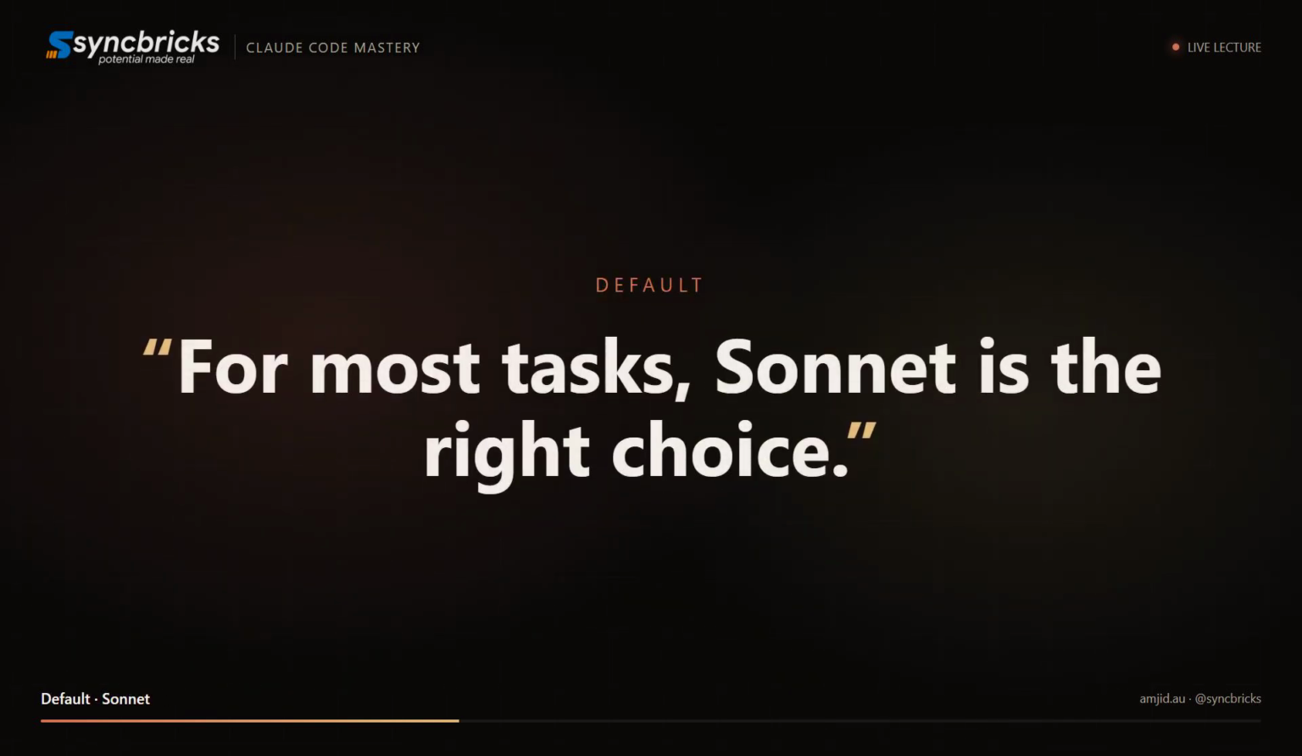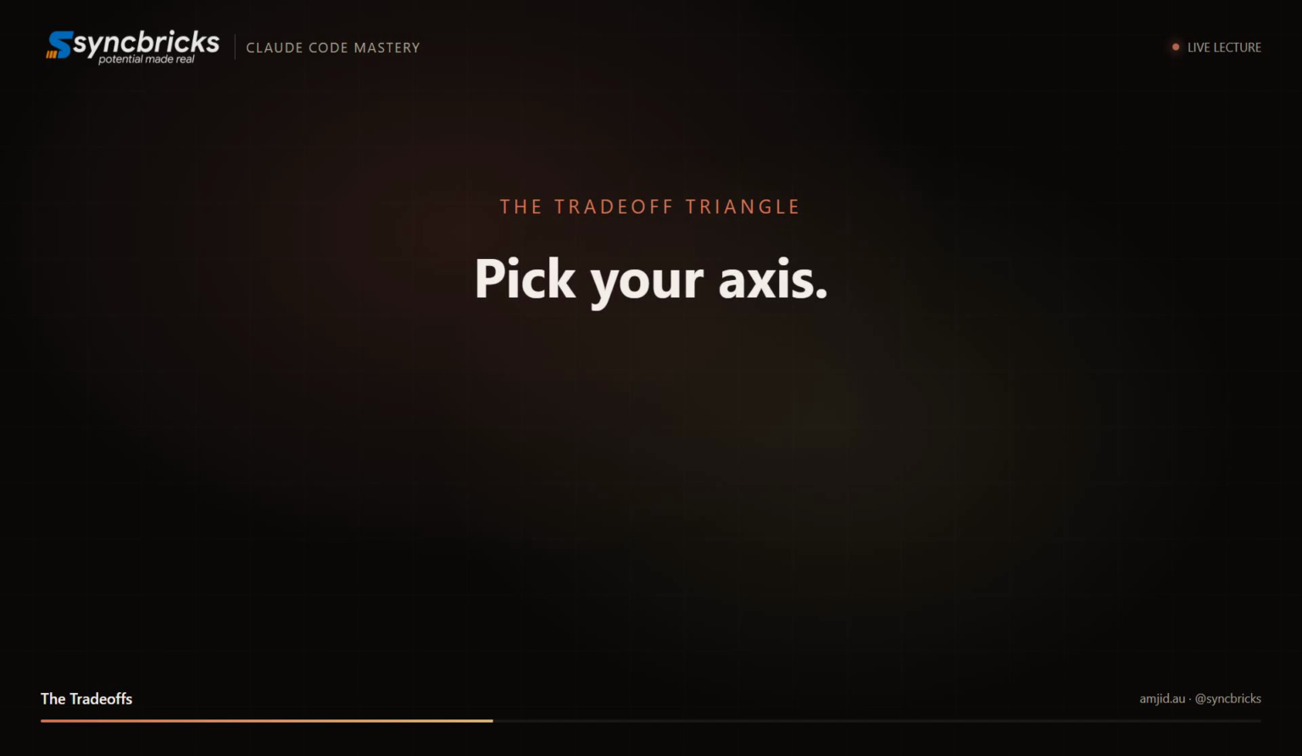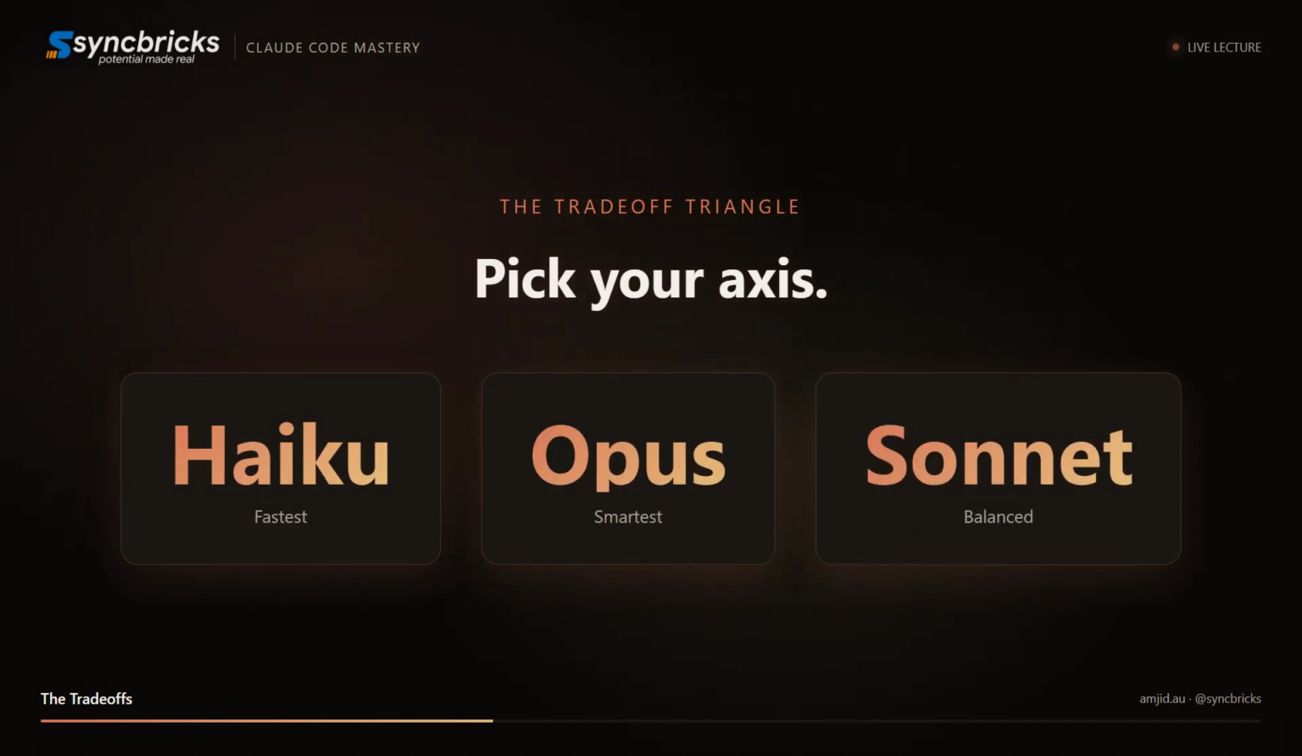For most tasks, Sonnet is the right choice. It provides the best balance between speed and capability. There are trade-offs between these models. Haiku is the fastest, Opus is the most intelligent. Sonnet provides a balanced approach.